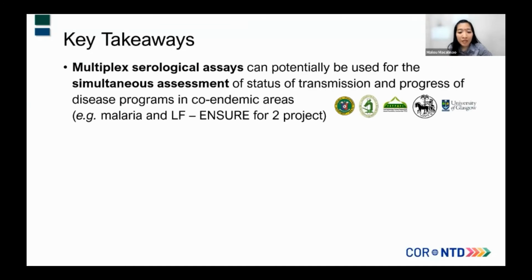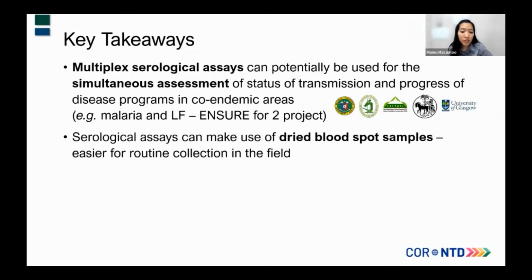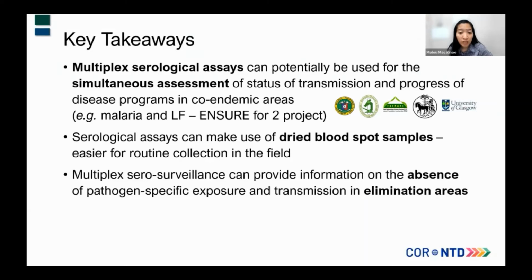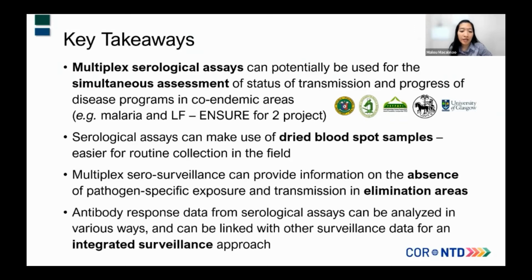So our key takeaways then are that the simultaneously collected data from multiplex surveillance has the potential to inform these disease elimination programs in co-endemic areas, for example, malaria and LF, which we are exploring in our ENSURE 4.2 project. This assay can use dried blood spot samples, which makes it easier for field collection. Also, serological markers can inform of the absence of transmission of diseases of interest in elimination areas. And lastly, the multiplex data can be analyzed in various ways depending on the information you need, and can be useful for an integrated surveillance approach.